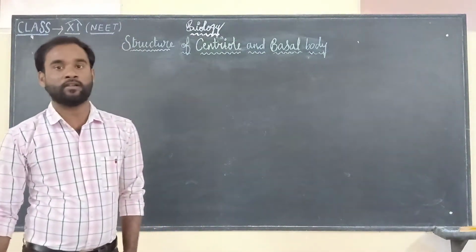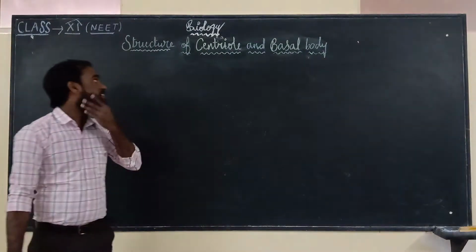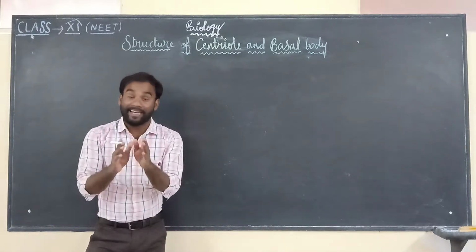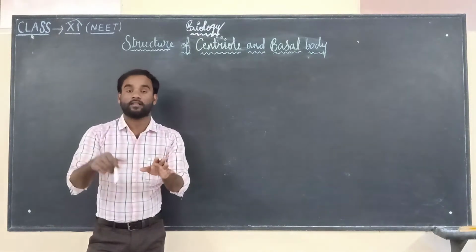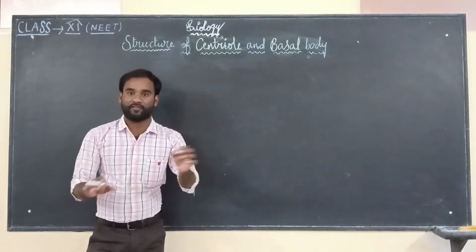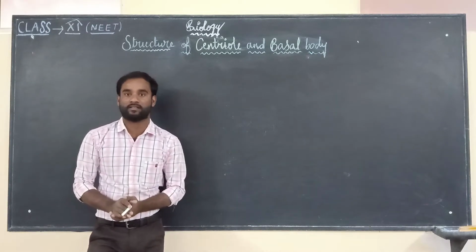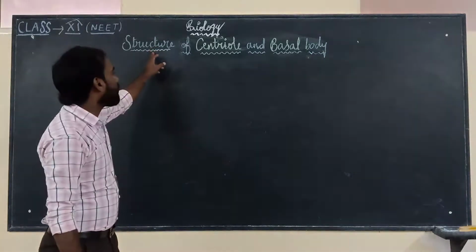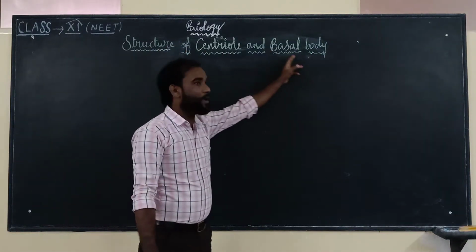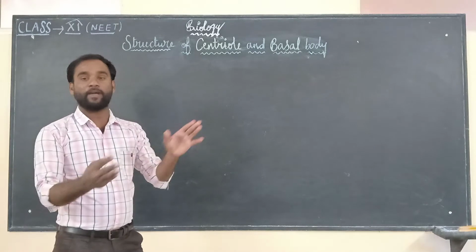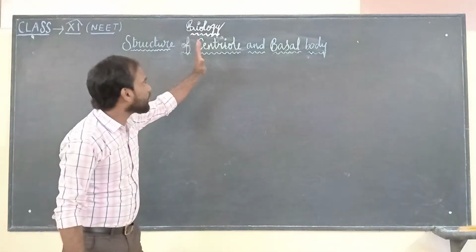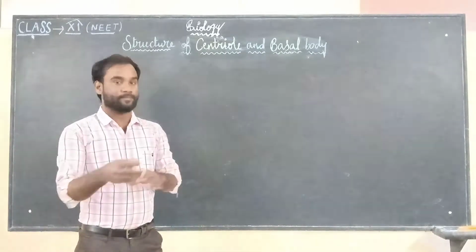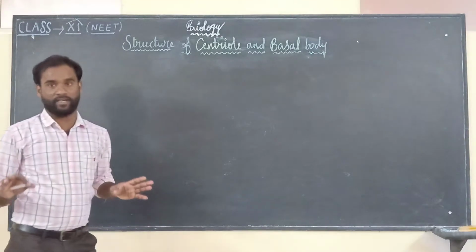In the previous video session, we discussed the structure of cilia and flagella. Their internal structure is the same, but the functions are different and there are some differences also. We discussed that in the previous class. In today's video session, we are going to study the structure of centriole and basal body. The same will be applicable here also. The internal structure of centriole and basal body is the same, but their functions are a little different.